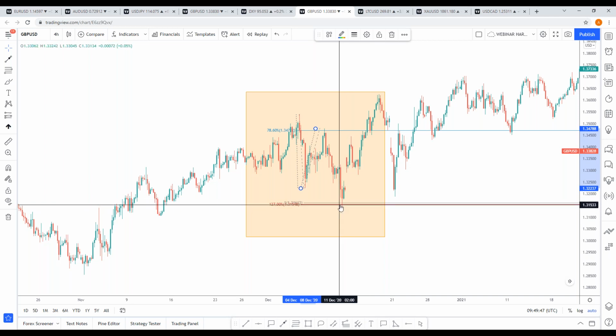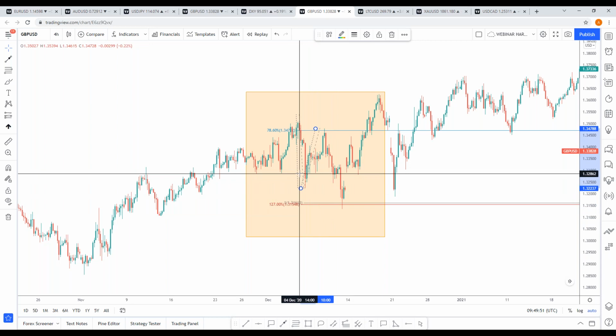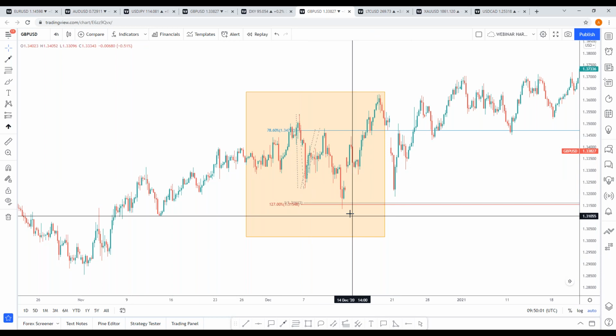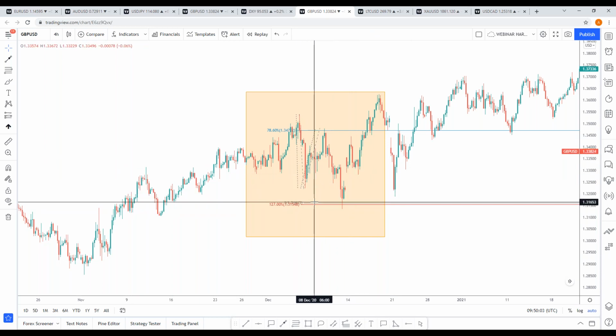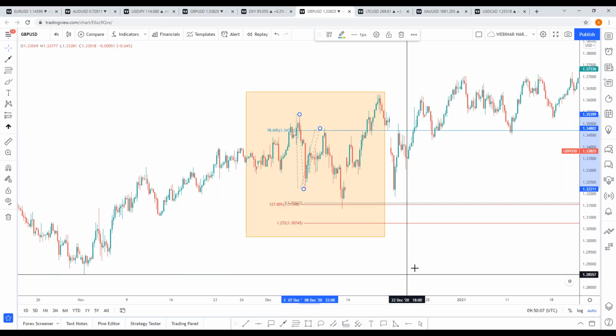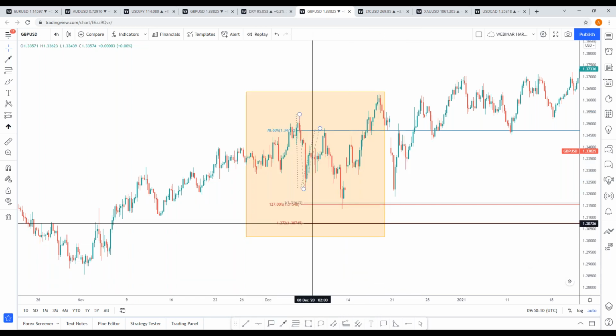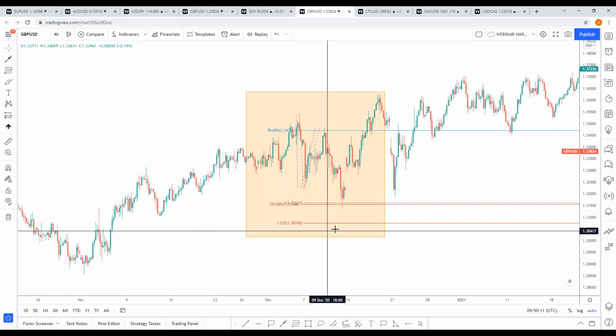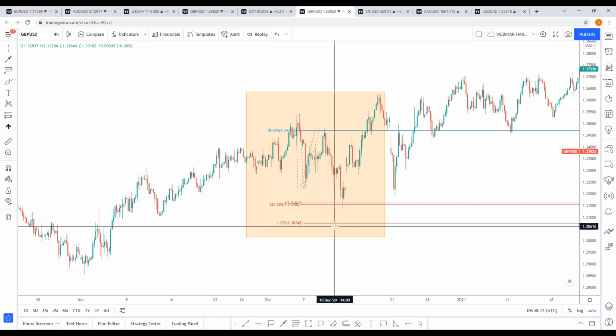But where would we place our stops? Now, with the AB equals CD formations, they are different from the BAT and Gartley, as they do not have a defined X point. Now, what I like to do within these formations is, if there's no structure available, I look at the 1.272 Fibonacci projection and place my stop below here.